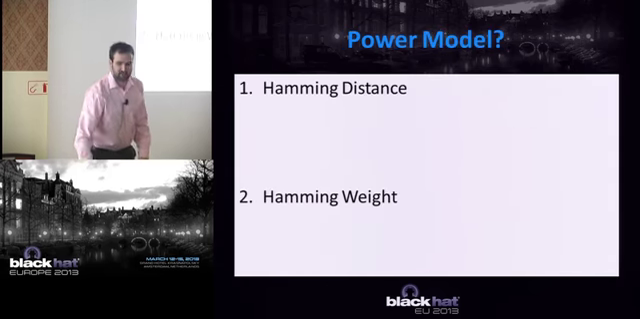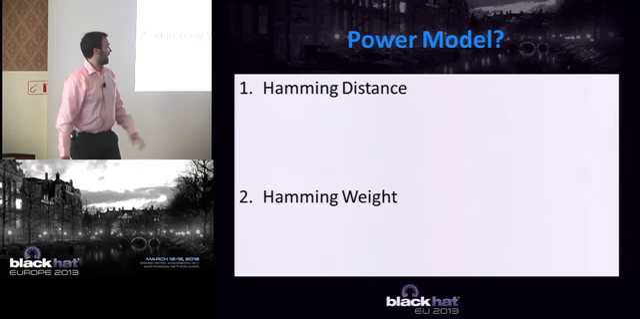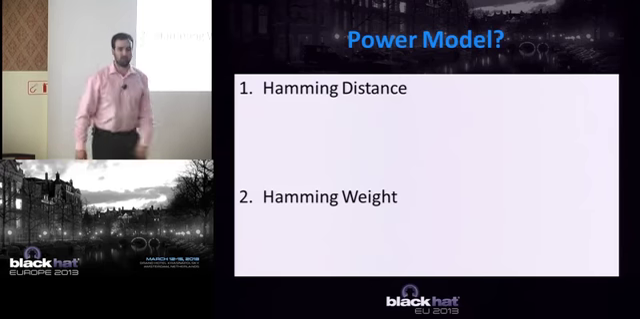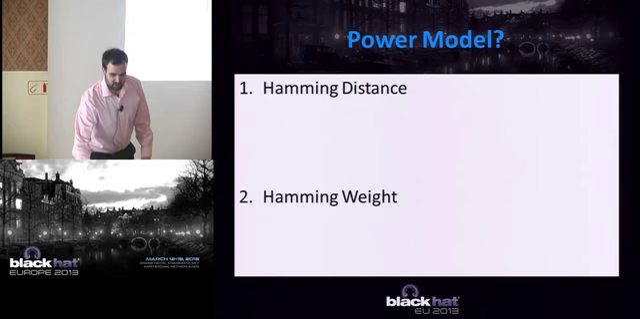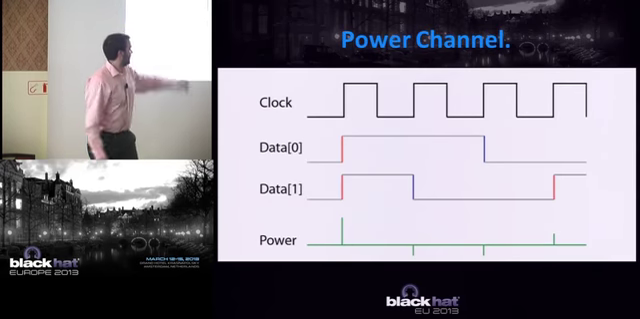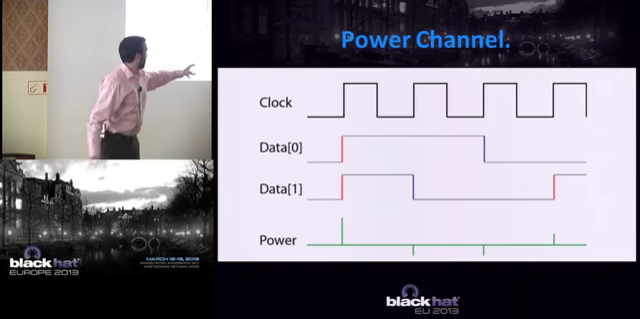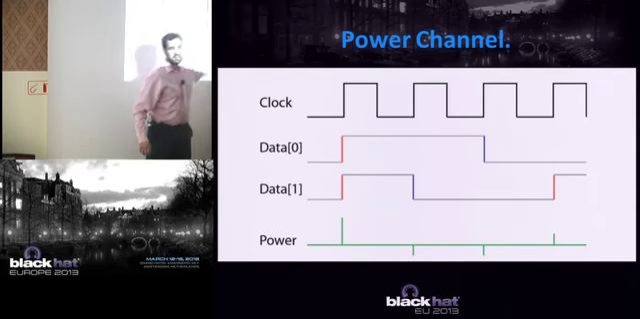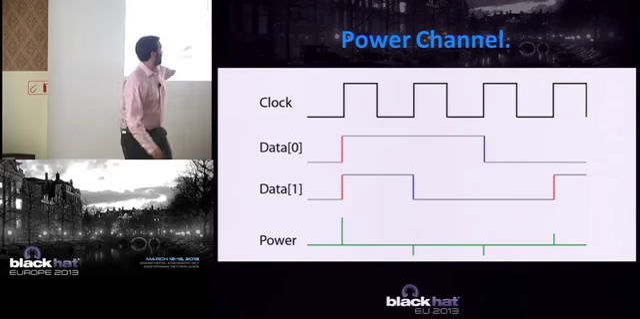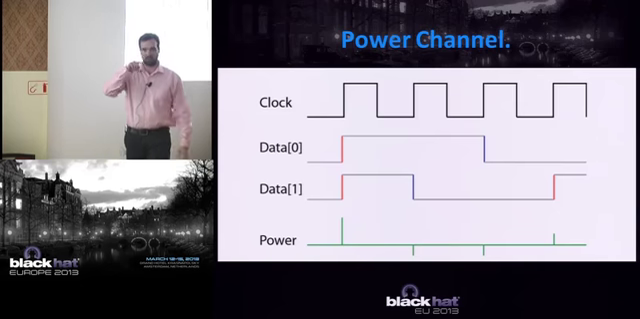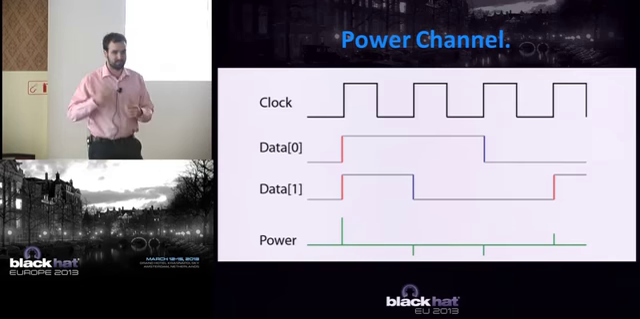But these small microcontrollers I'm going to be showing actually have what we call a Hamming weight power model, which is to say that on every clock cycle, this isn't actually accurate. What it actually looks like is these spikes are just related to the current state of the data bus. So if there's a bunch of ones in the bus, there's always a positive spike, even if it's staying the same.